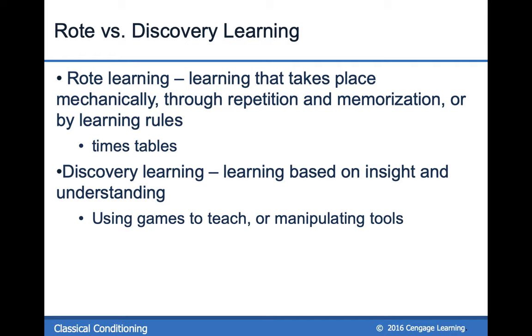So when we're doing this higher order learning, we break this down into two sections. We have what's called rote learning, and that's learning that takes place mechanically through repetition and memorization, and by learning basic rules. So when you learned your times tables in math class when you were younger, having to go, 3 times 7 is 21, 2 times 7 is 14, and just drill your times tables, that's this rote learning style.